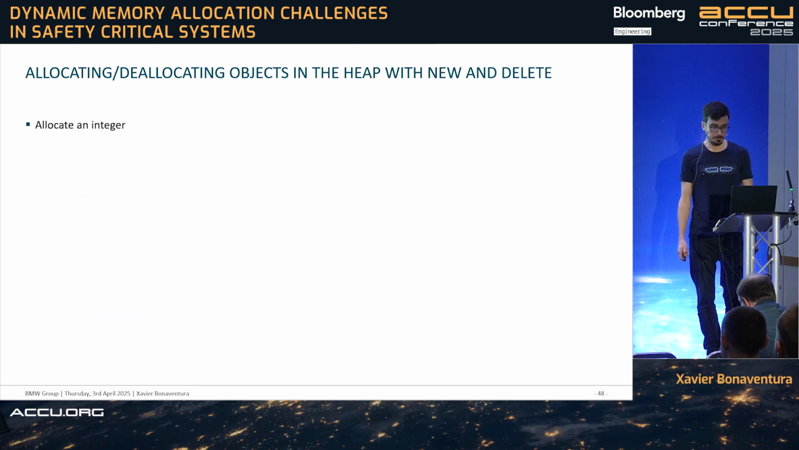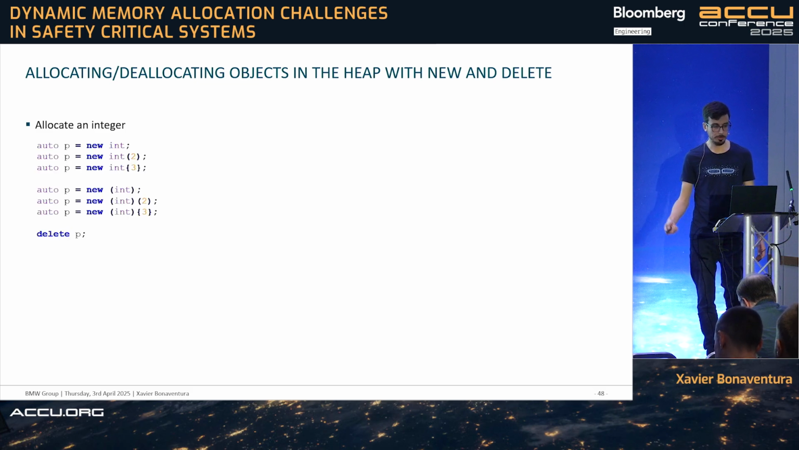Okay. And how can we allocate an integer? Quite simple. We call new. And we have these different forms. You can put the parentheses or not. You can provide an initial value or not. And the initial value, you can do it with parentheses or braces, whatever you like. And you delete with just delete p.